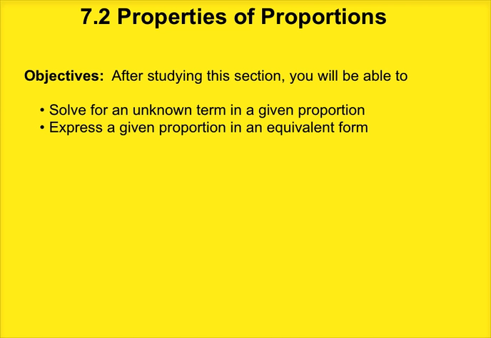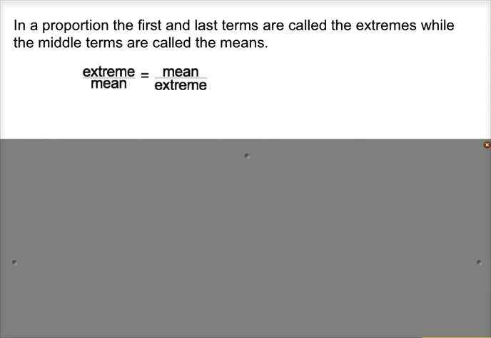All right, our objective today: after studying this section, you'll be able to solve for an unknown term in a given proportion and express a given proportion in an equivalent form. In a proportion, the first and last terms are called the extremes, while the middle terms are called the means.